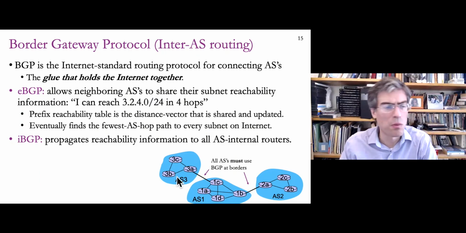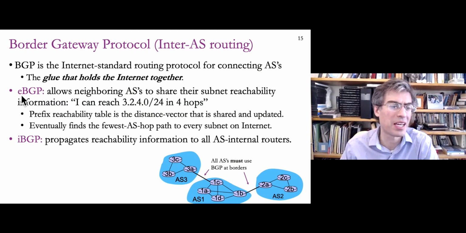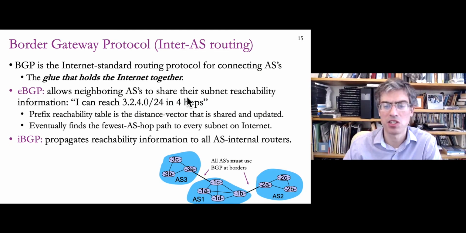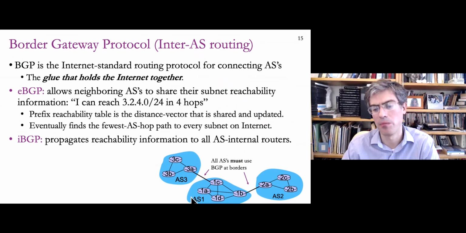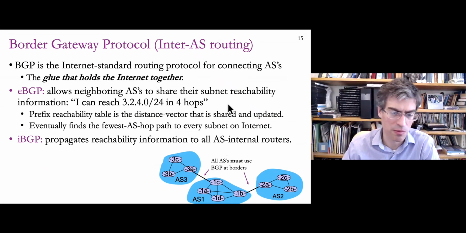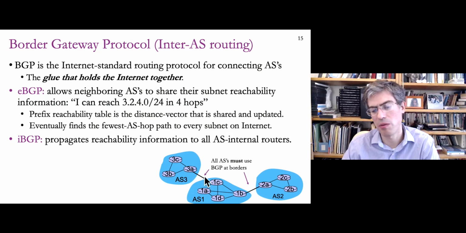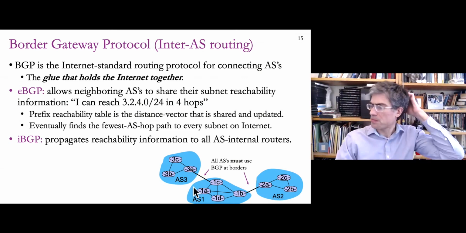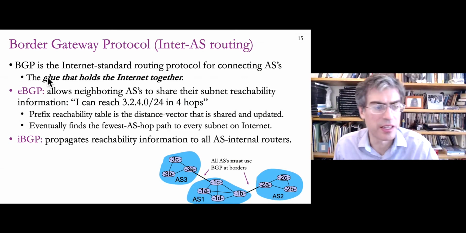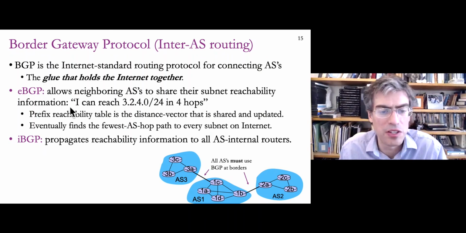It technically has 2 parts. There's eBGP. When we say BGP, we're mostly talking about the external BGP protocol, which is how neighboring autonomous systems share information about what subnets can be reached. There's also an internal BGP protocol that's used just to share information gained by the external protocol internally. But the really interesting thing is the external border gateway protocol, eBGP.